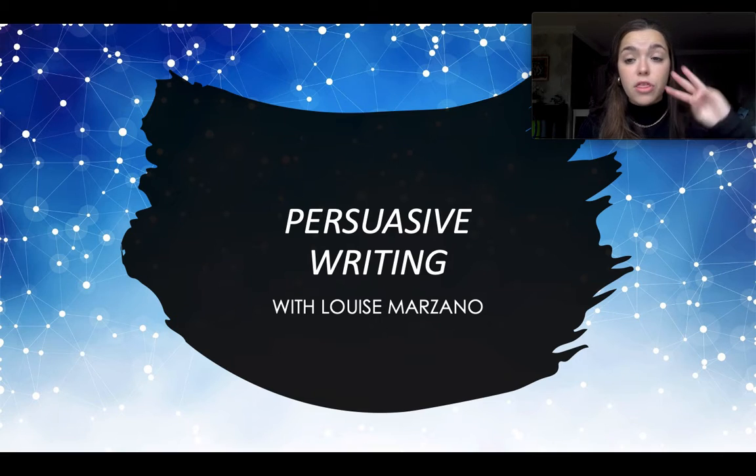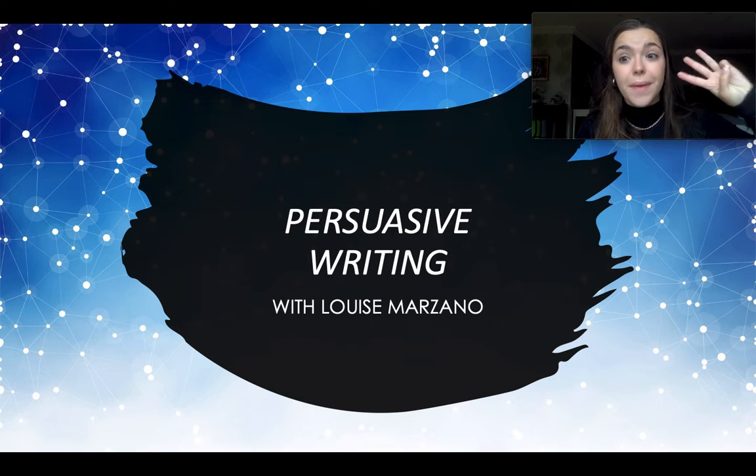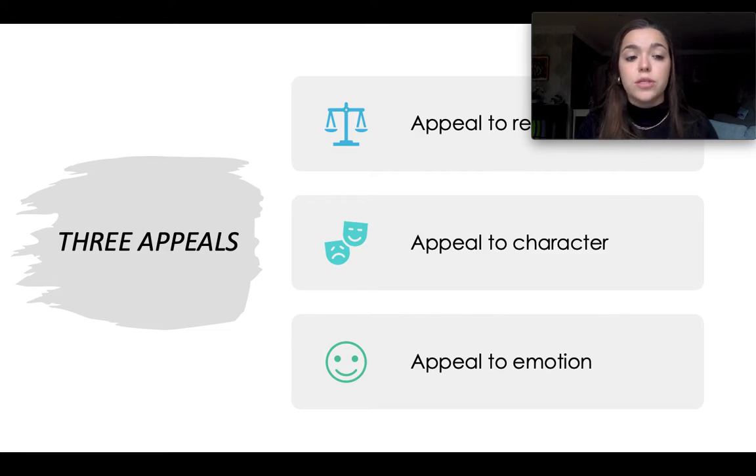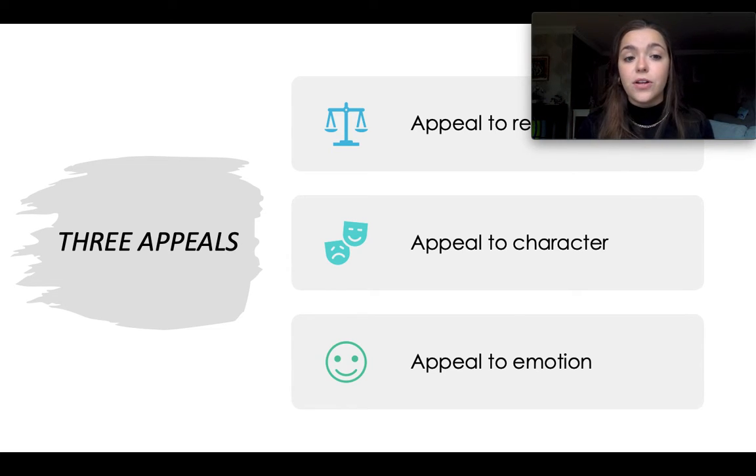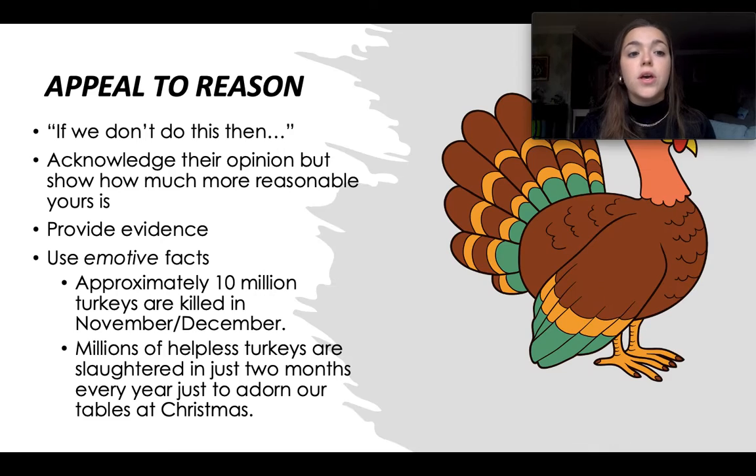And first of all, there are three different types of what we call appeals that we can use. These are appeal to reason, that's what that top one says, appeal to character, and appeal to emotion. So let's have a look at what those three things mean. So first of all is the appeal to reason.